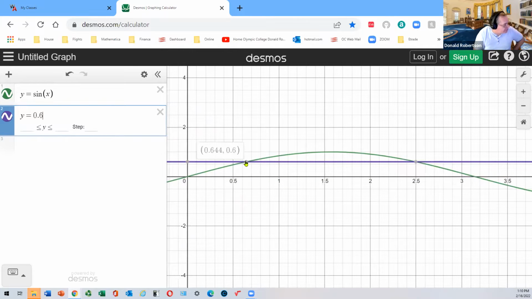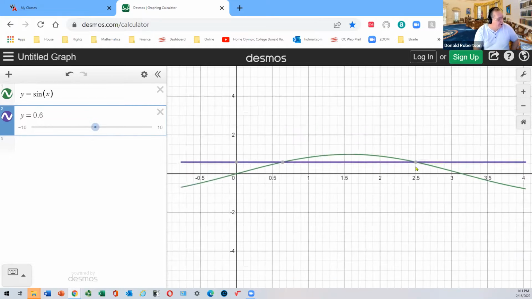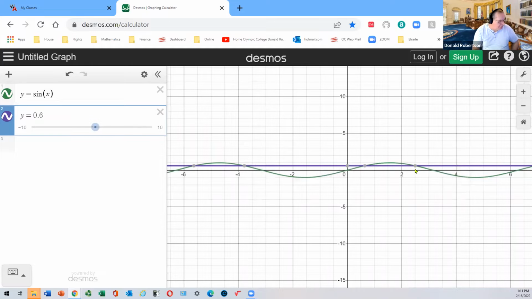Now, when you look at this, can you see that there's an answer there, and an answer here, and lots of other answers? If I zoom out, can you see there's an infinite number of them. But they only want answers from -3 pi to 3 pi. So I'm going to go here.